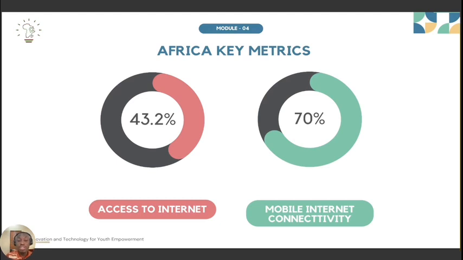And out of that 43.2%, 70% of that demographic are fully connected to the internet using their mobile devices, right? And this is different in Europe and other well-developed economies. That's because there's a challenge in Africa that needs to be handled.